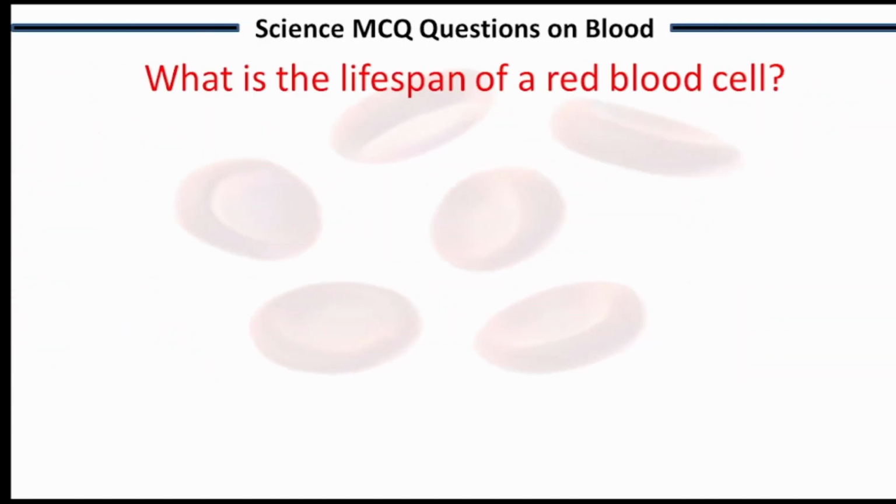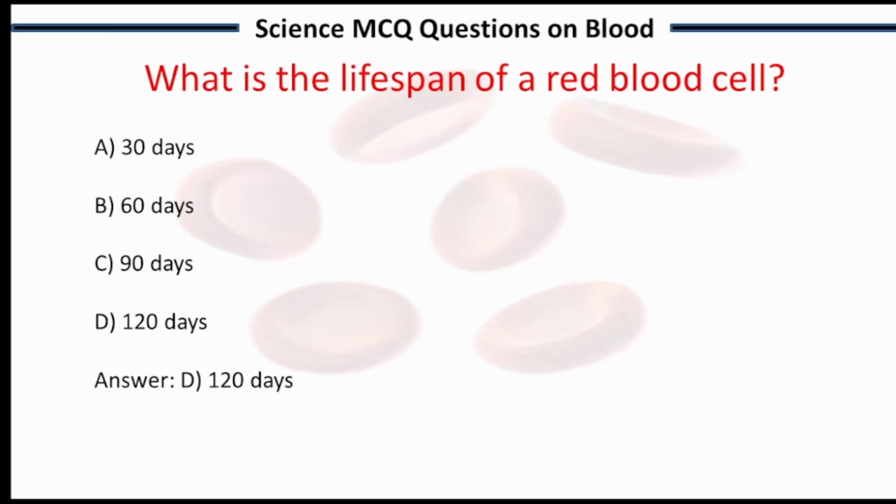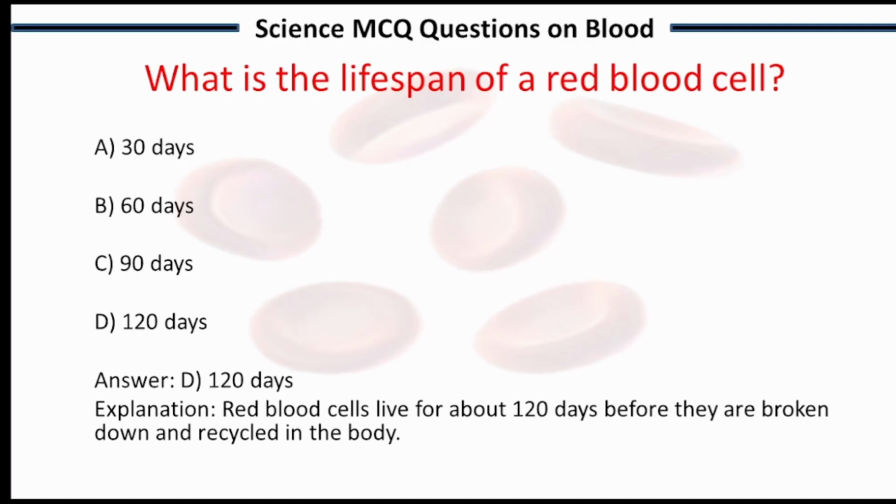What is the lifespan of a red blood cell? A, 30 days. B, 60 days. C, 90 days. D, 120 days. The right lifespan of a red blood cell is 120 days. Red blood cells live for 120 days before they are broken down and recycled in the body.